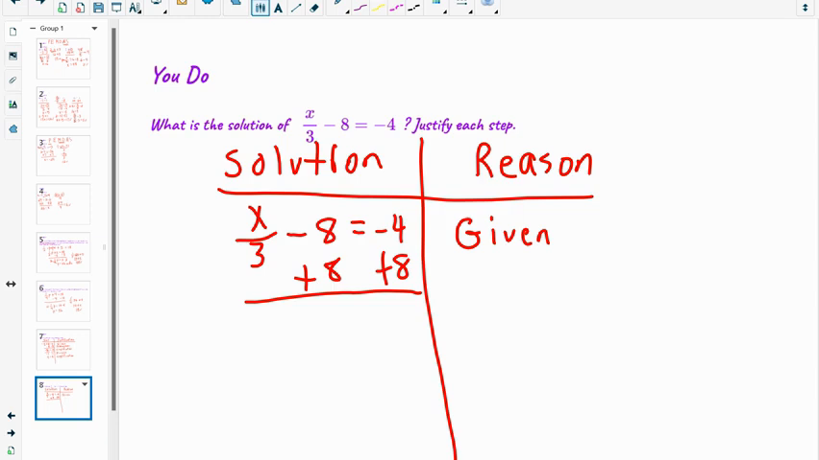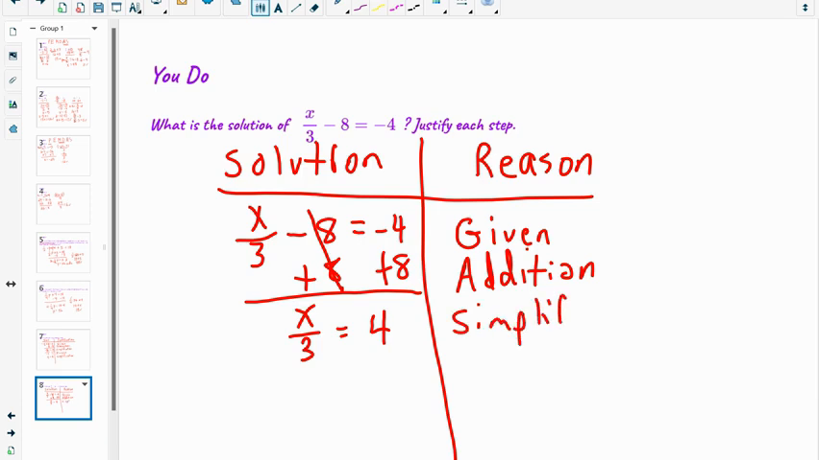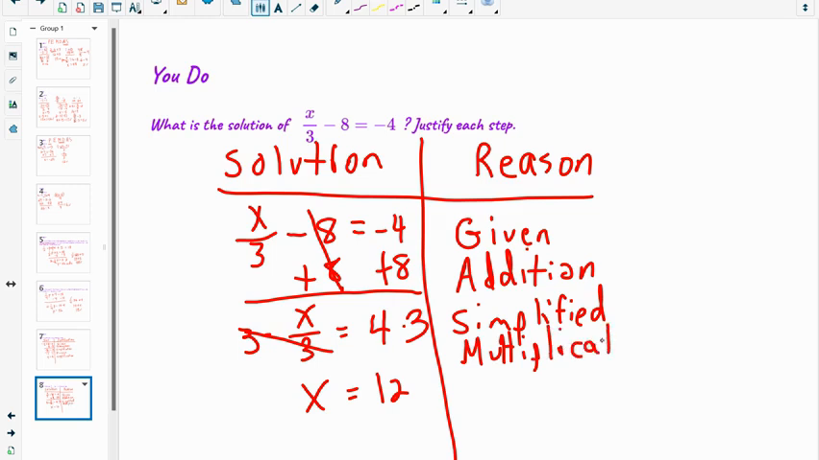All right, and then this cancels. We get x over 3. Negative 4 plus 8 is 4. So this was addition. And then we simplified. And then we're going to multiply by 3 to cancel out that division. And we get x equals 12. We'll go ahead and put multiplication. There we go. And then we simplified once again.